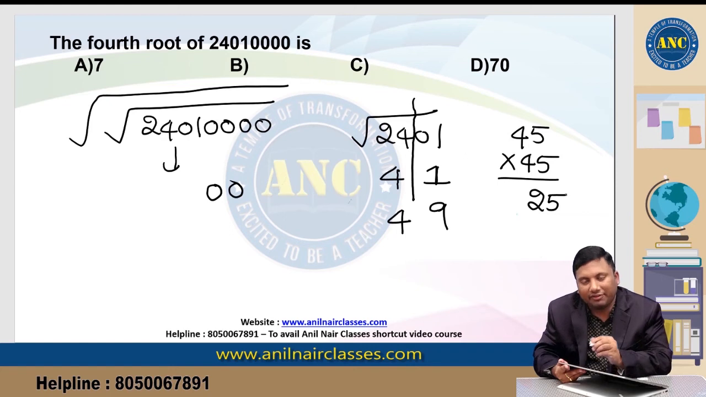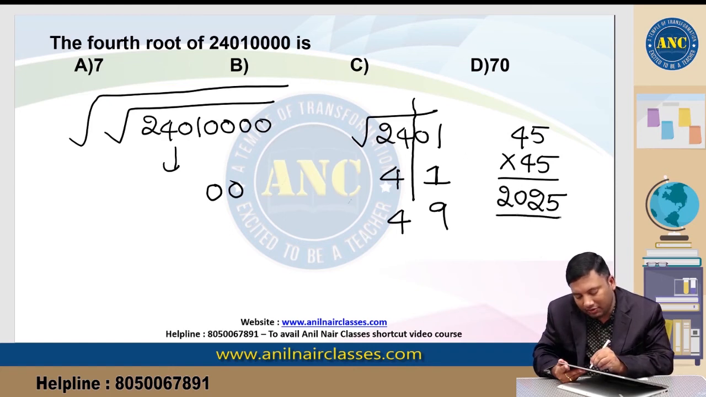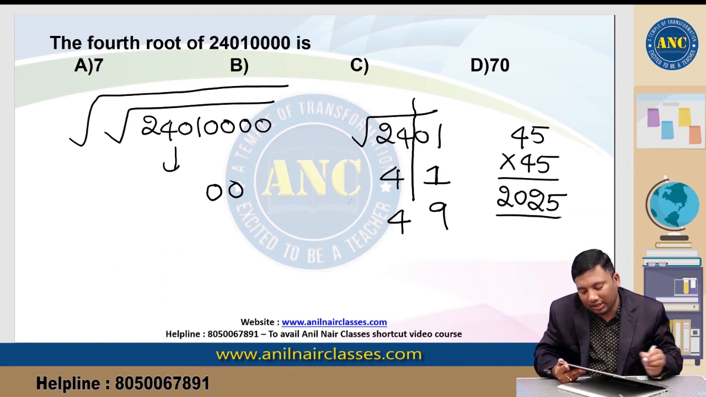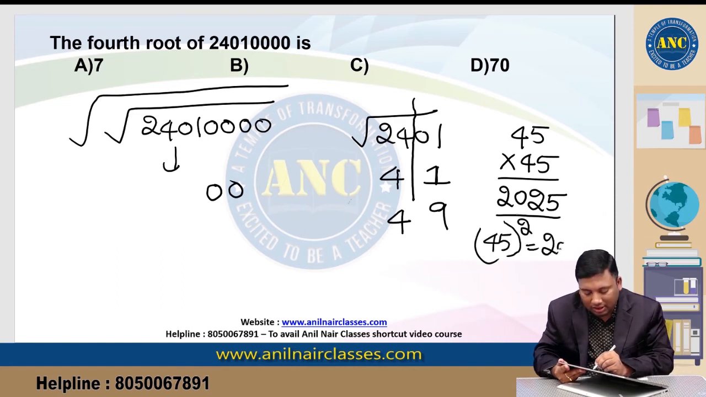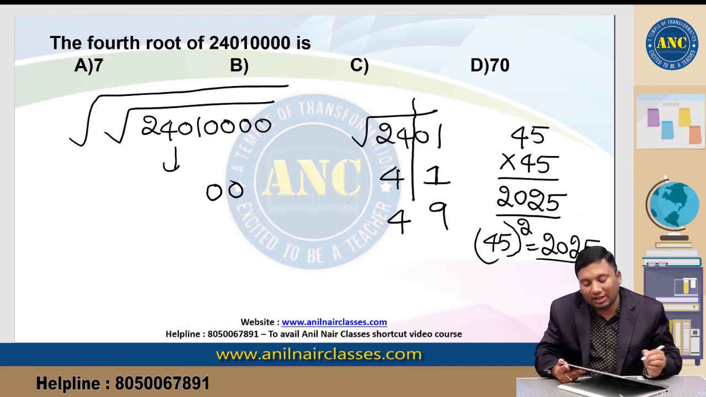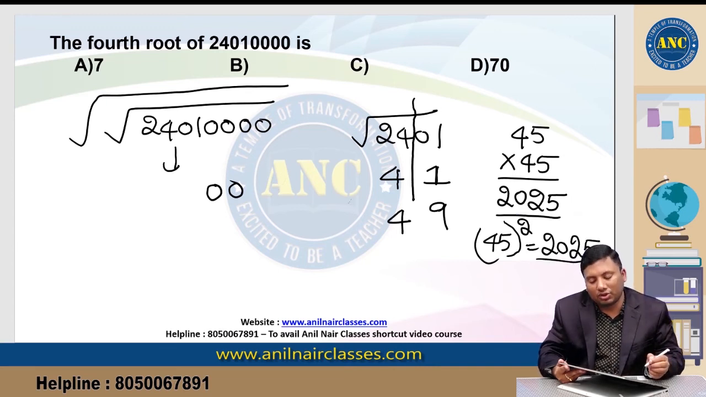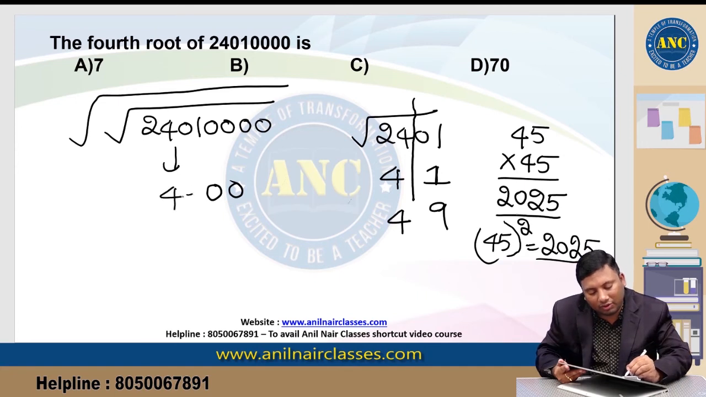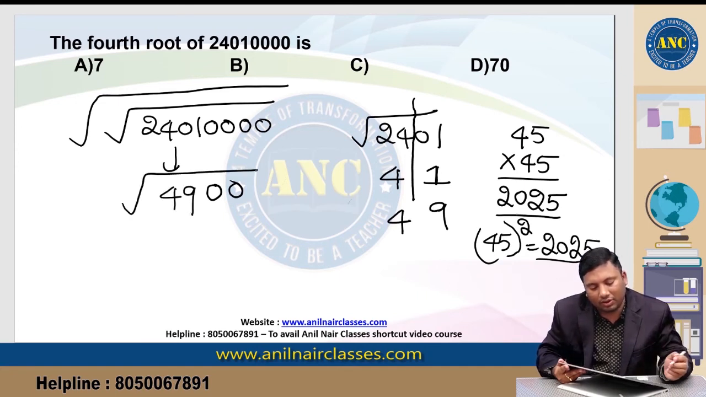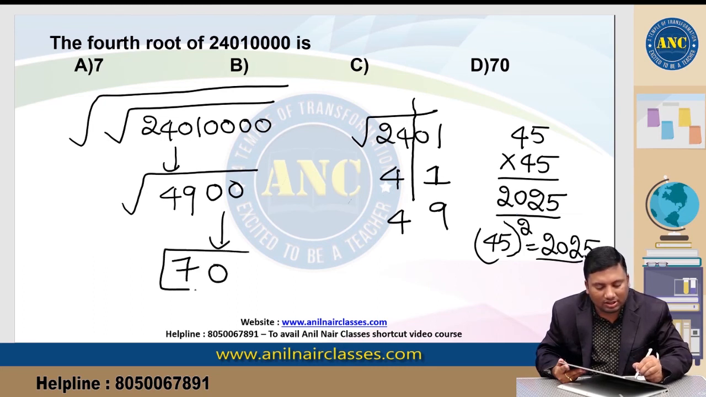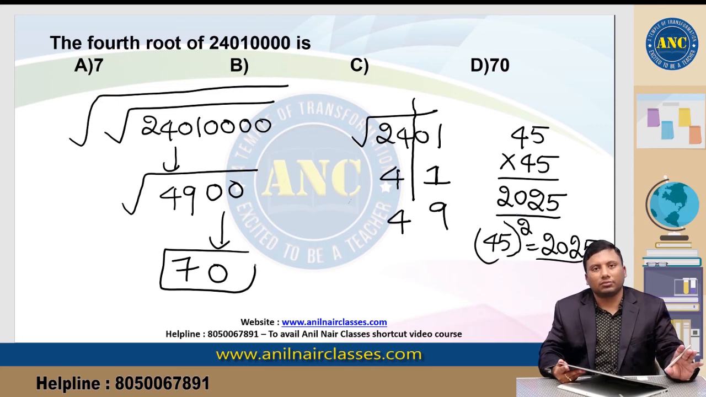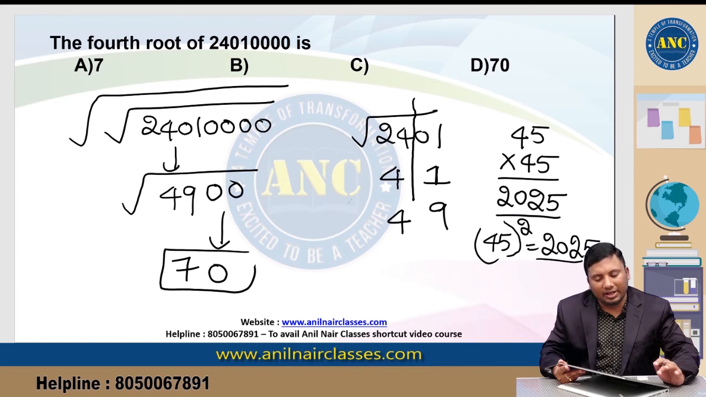5 5s are 25. Add 1. 5 4s are 20. So 45 whole square is 2025. 49 whole square will be 2401. So this is nothing but 4900. Again square root, so the 2 zeros will become a single zero. 49 answer is 70. I hope the idea is clear, right? So the answer for this question is 70.